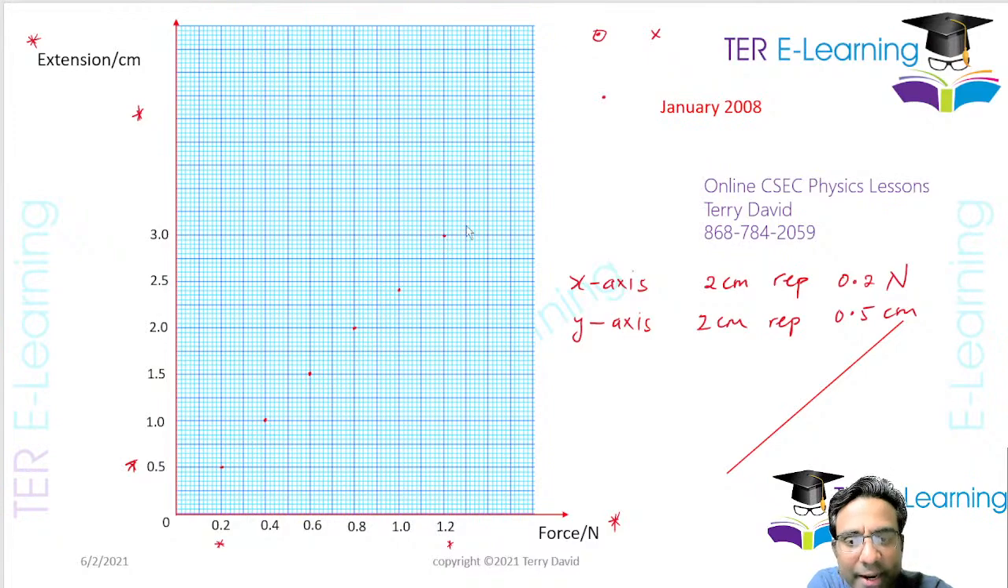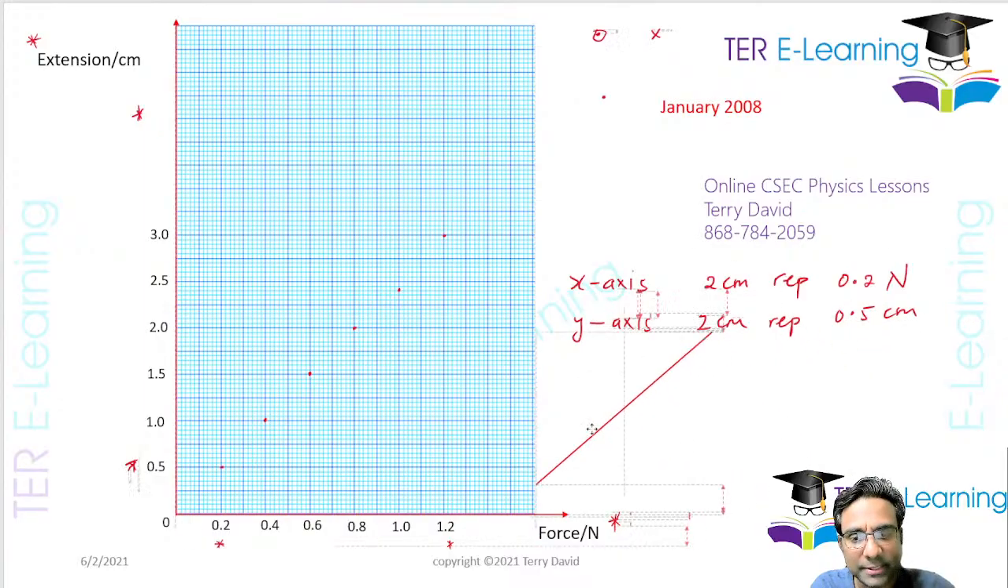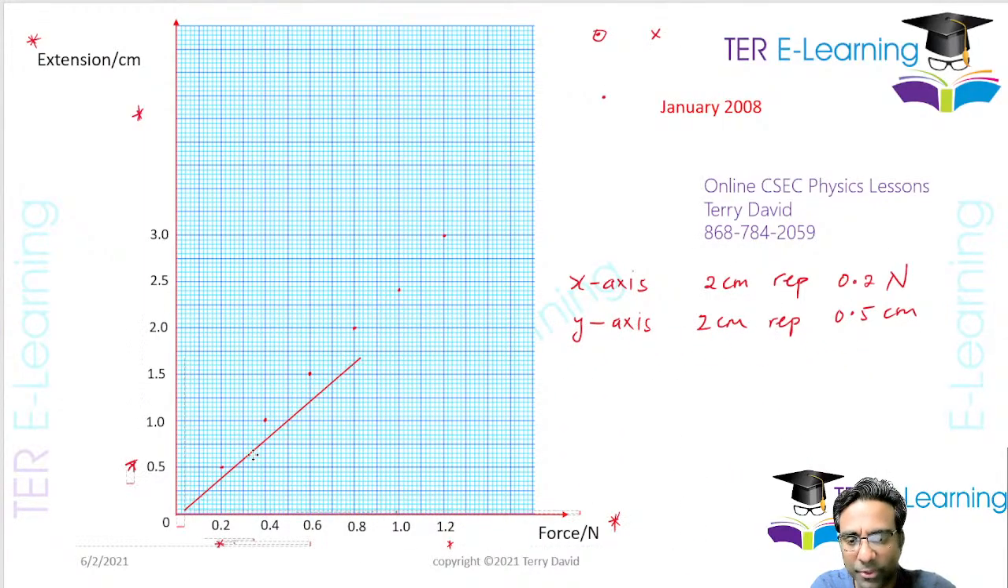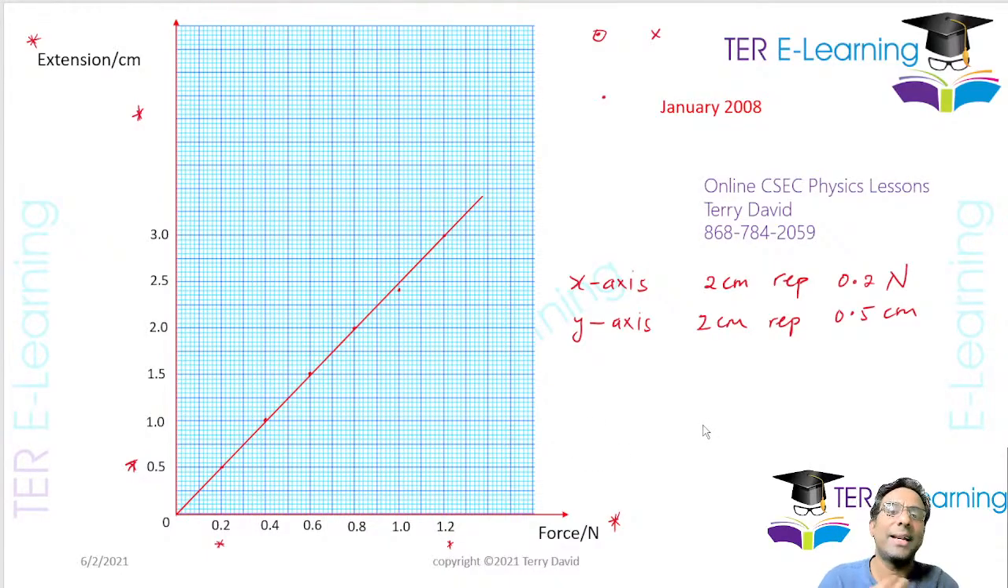So what I've done there, I have plotted the points. The next thing you need to do is draw a straight line that passes through these points. So that's what I'm going to do. I am going to attempt to draw what we call a line of best fit, right? A line of best fit is a straight line that passes through most of your points.